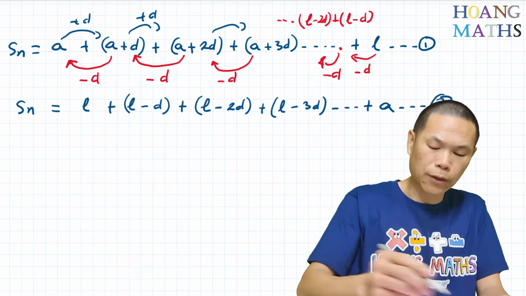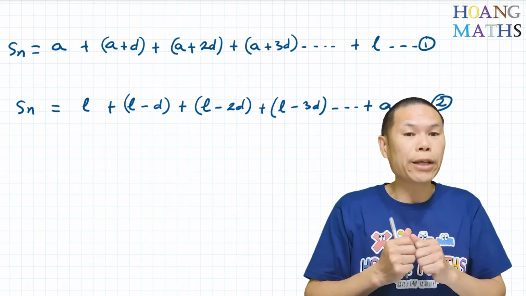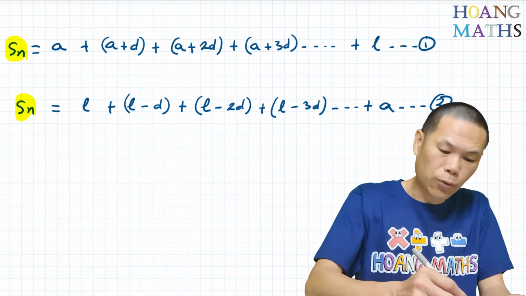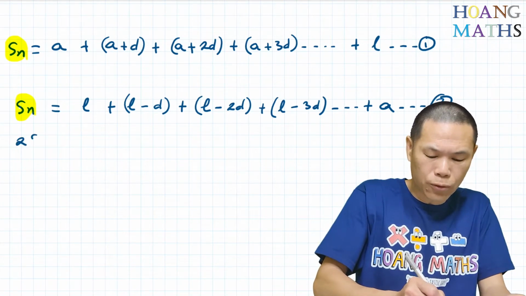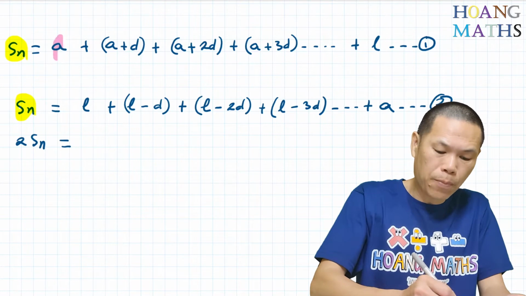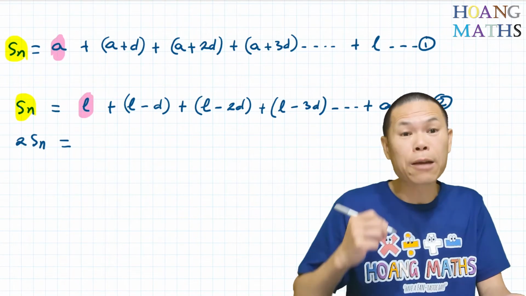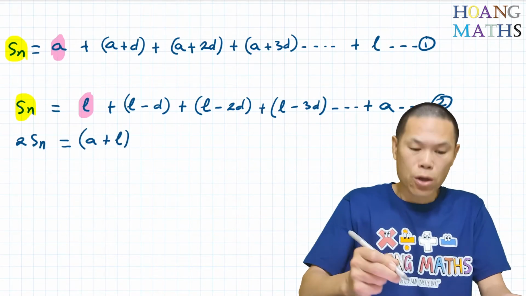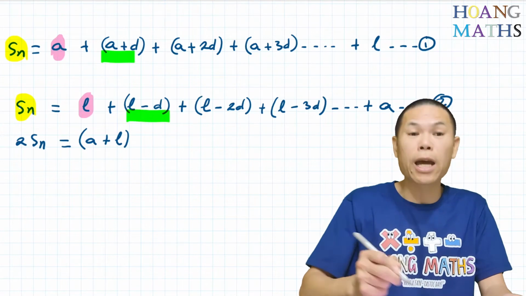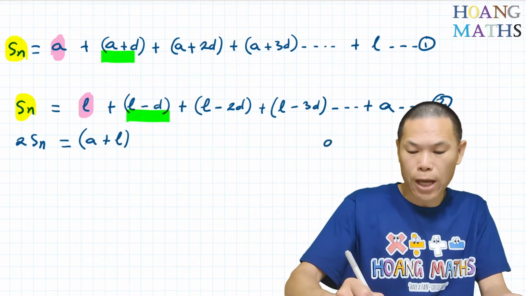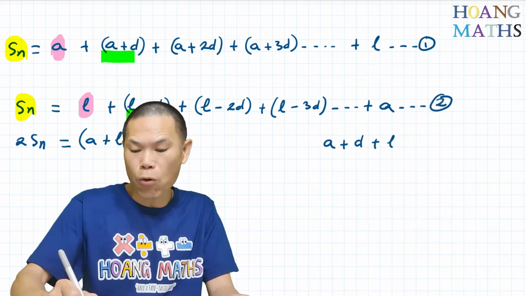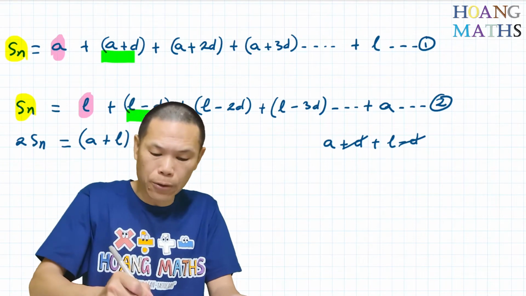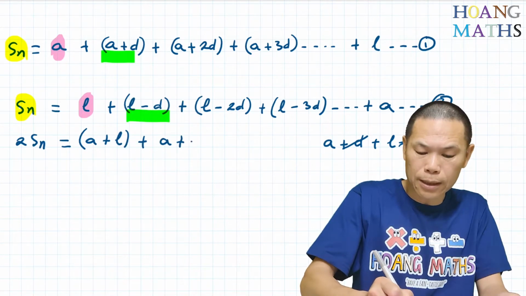Let's name this equation number 1 and this equation number 2. Let me just clear this first. And if I add these two equations together, we have S of n, we add another S of n. So we have 2 lots of S of n, so 2S of n. And we have this term, and we add this. That will give me A plus L. Now we have this term here. If we add this together, let me just write this out for you. You get A plus D, and we add L minus D. Therefore, these two cancel out. It also gives me A plus L.